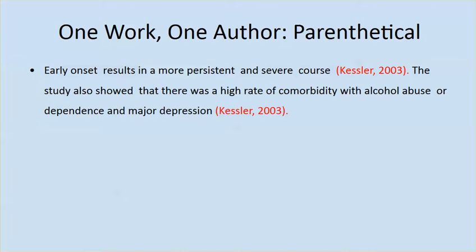One way to cite sources is to use parentheses to enclose the author's last name followed by year of publication. Parenthetical citations are quite simple. It's always author's last name, comma, year of publication. Any punctuation comes after the closing parenthesis. Note the placement of the comma.